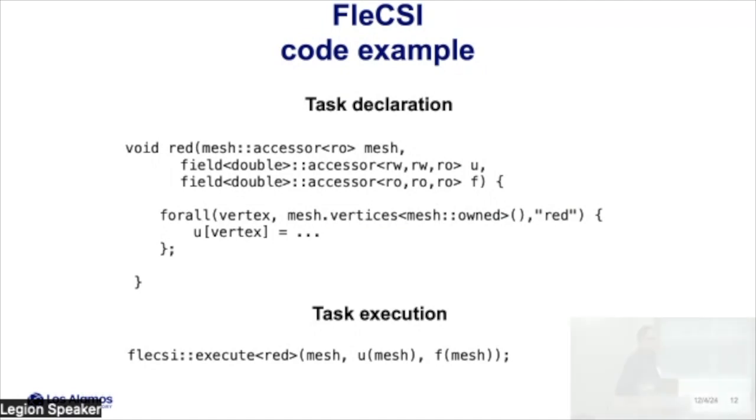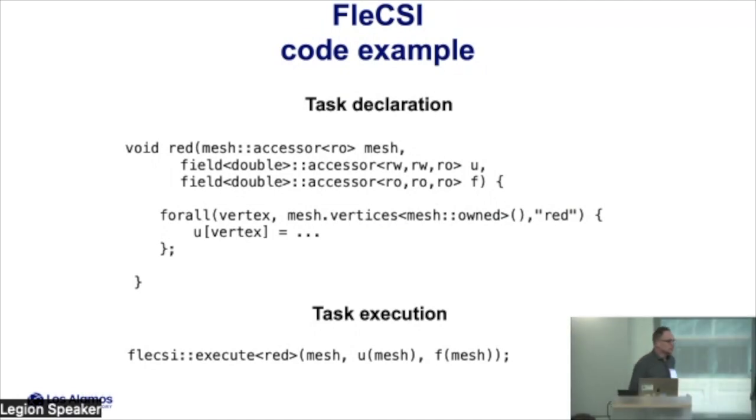FlecSI is relatively straightforward for a physicist to develop in. They need to define their field types and the access patterns they use in their task functions. And handy wrappers for looping over mesh entities are provided to them. These resolve to Kokkos, and so then they can get their data parallelism that way. The execution of a task is a single line of code. So that's our own abstraction that we brought.